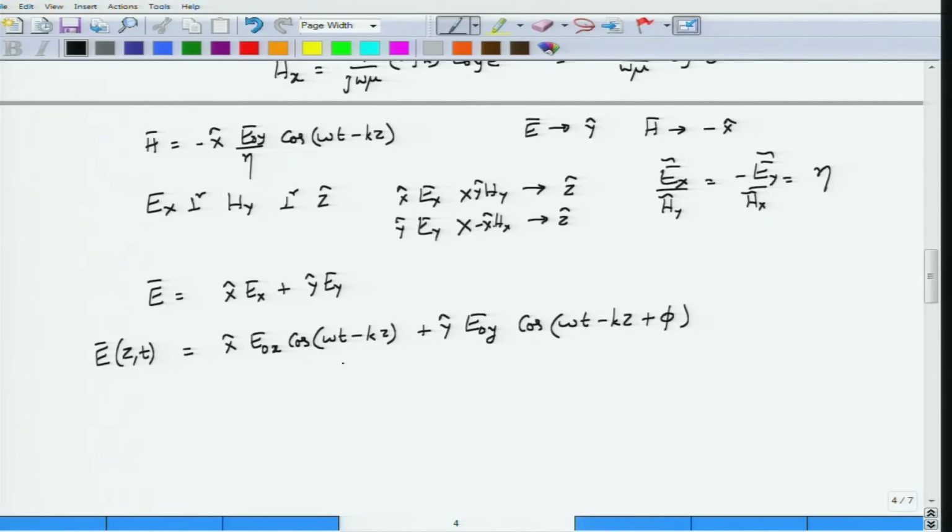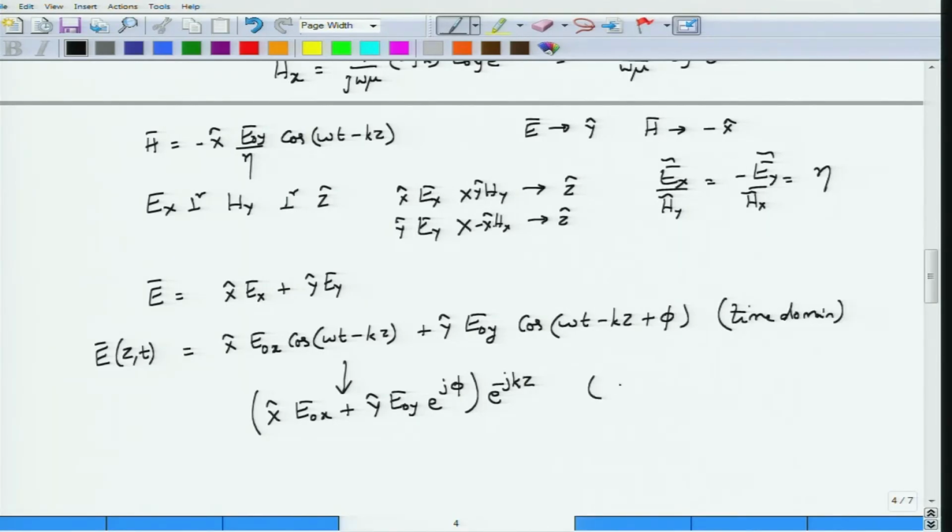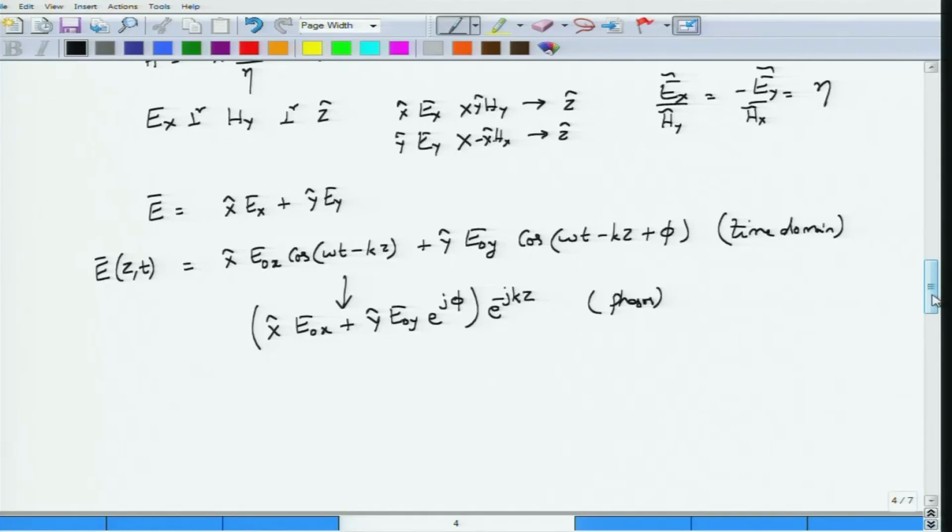Now it's interesting, I can actually write down the phasor form of this, right. So what would be the phasor form of this? I have to take this, drop the cos and drop the omega t, and then replace cos(omega t minus kz) by e to the power minus jkz. So I'll actually have x hat E0x plus y hat E0y e to the power j phi, times e to the power minus jkz. This would be the corresponding phasor form. This is the time domain form, and this is the phasor form. You should definitely verify that you are comfortable going from time domain to phasor domain like this.